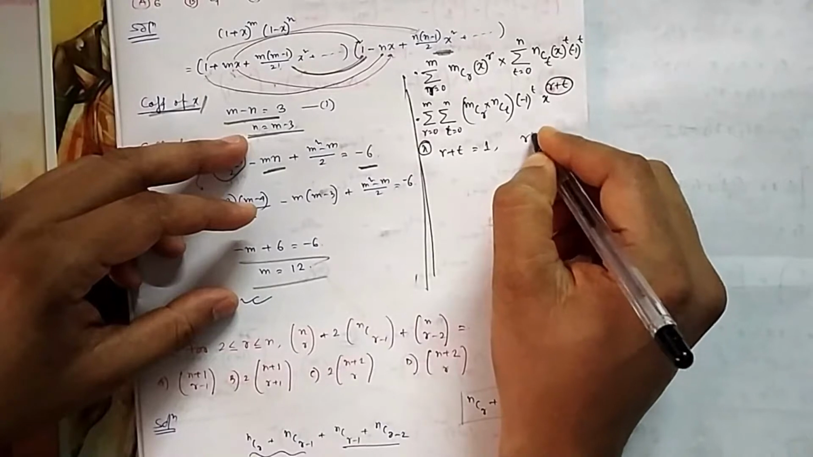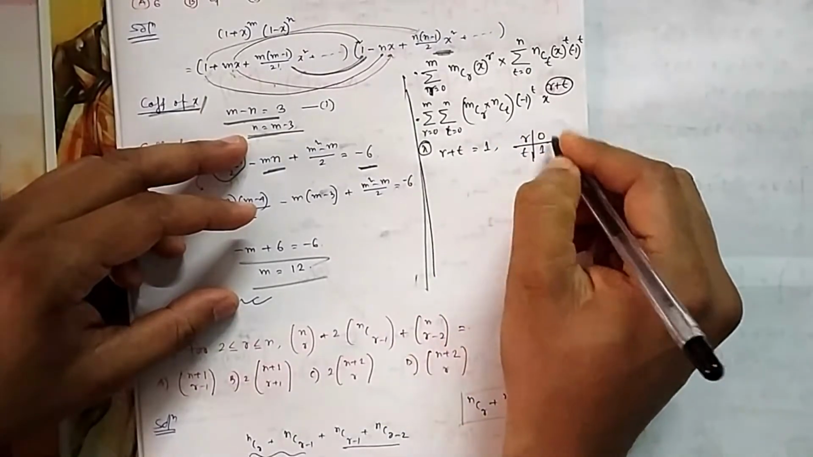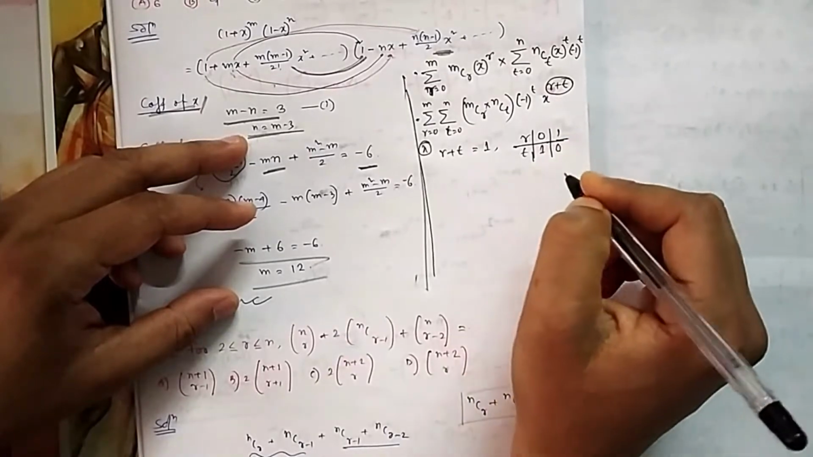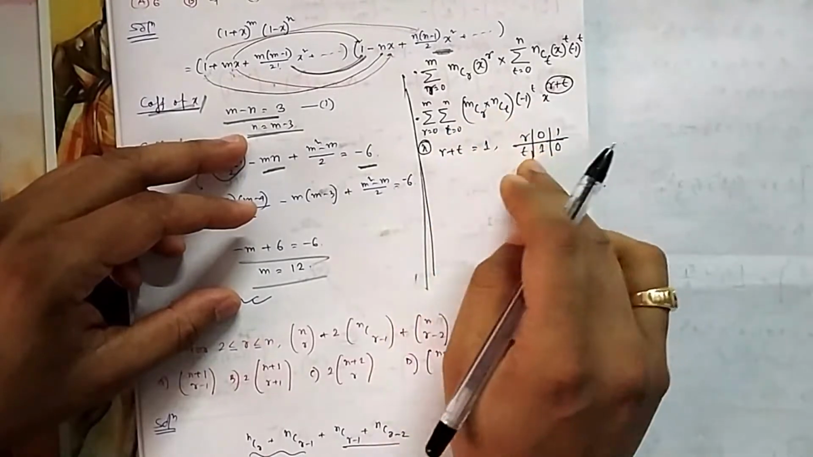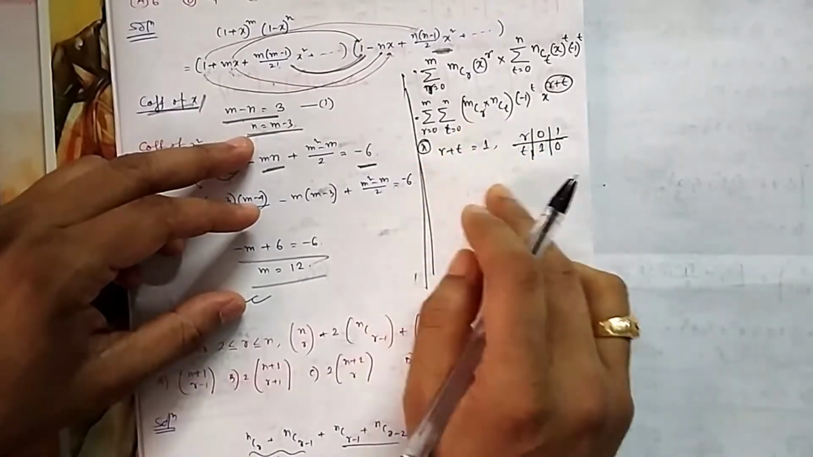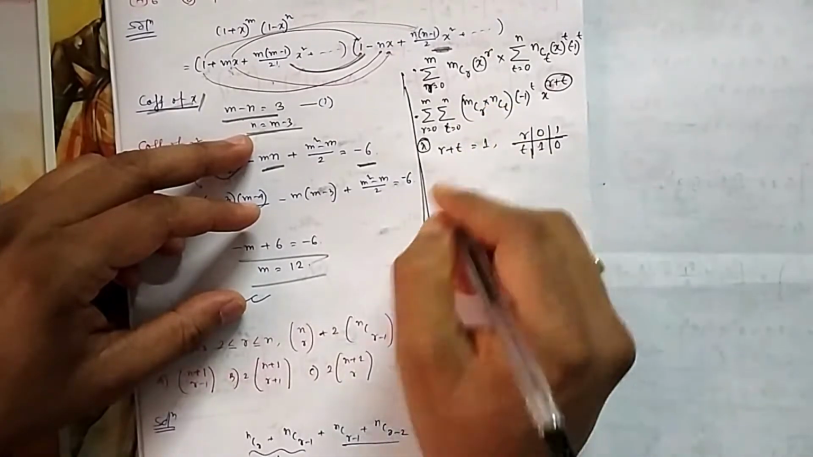If you write for r and t, like you have done in class 10 for straight line, if r equal to 0, then t equal to 1, if r equal to 1, then t equal to 0. So what will be the coefficients then? These will be the coefficients, for r0 t1 and r1 t0.